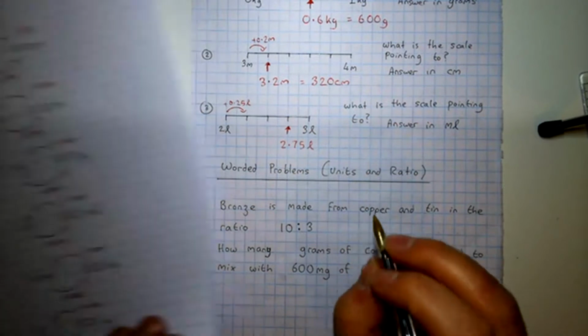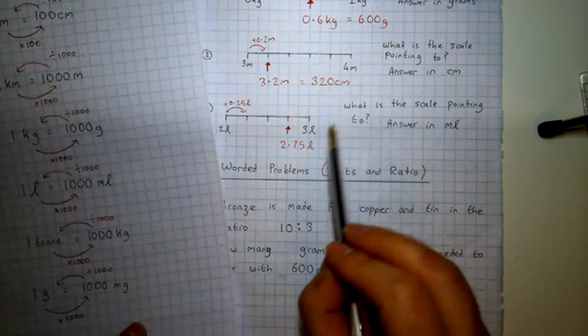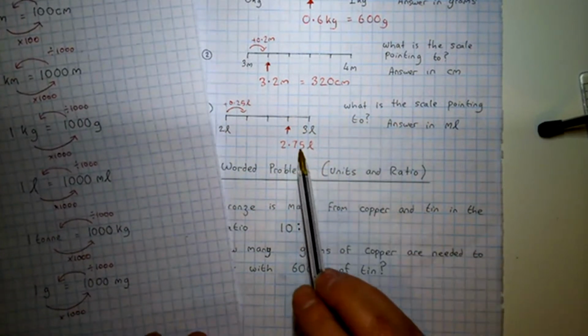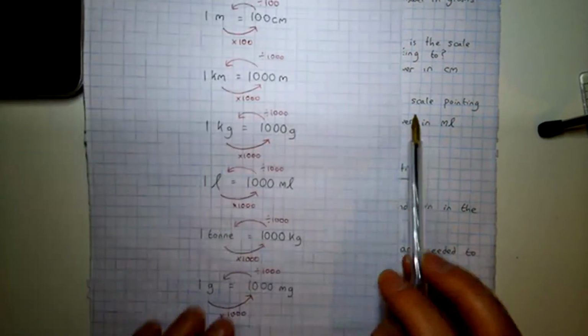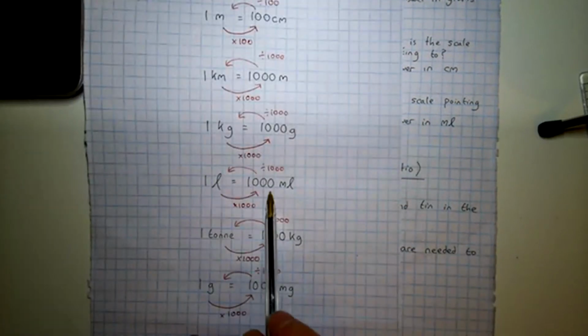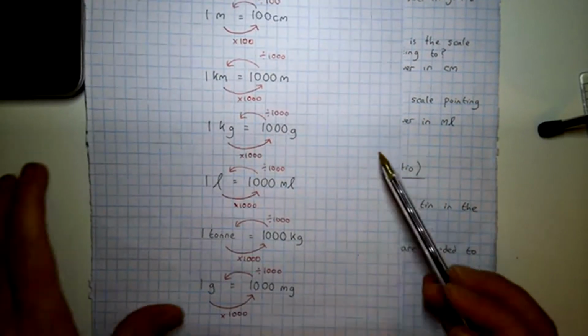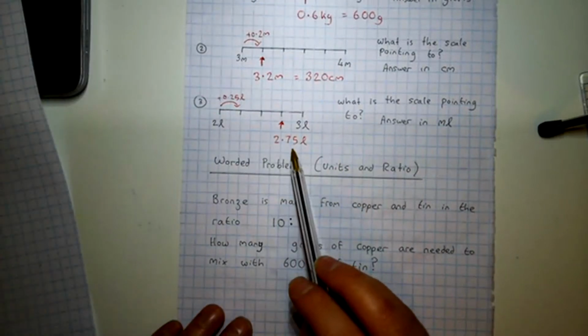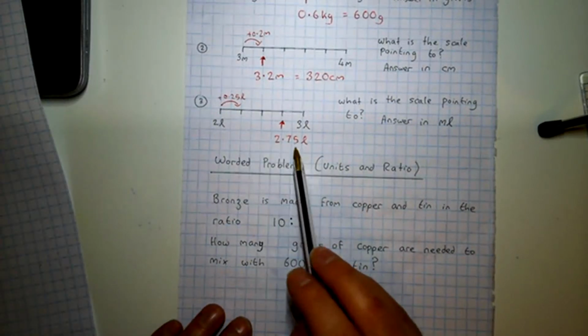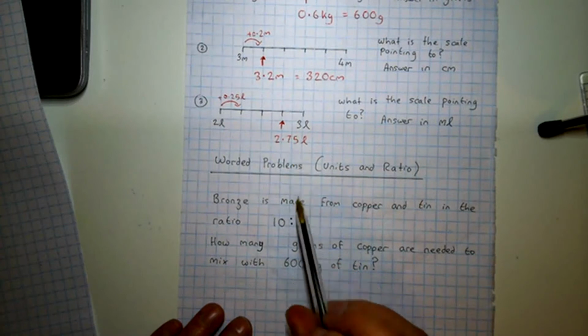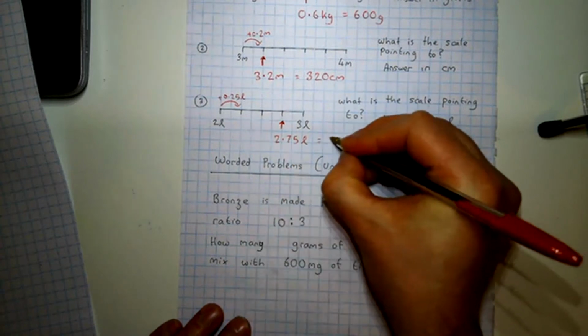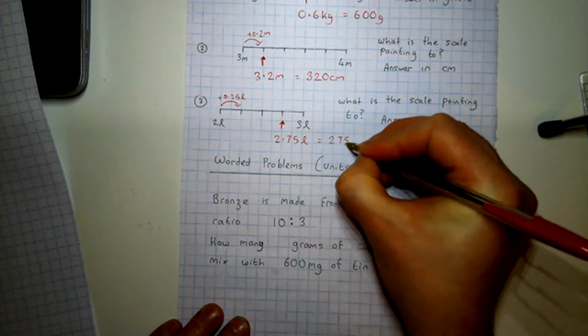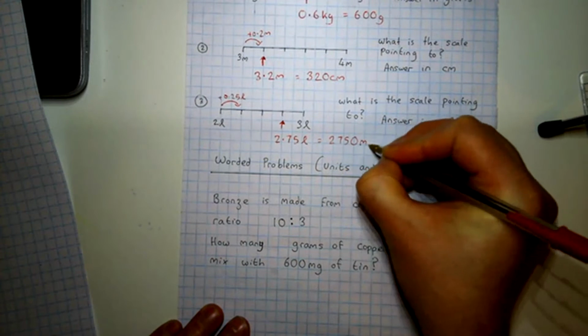So then 2.75 liters, if we convert that into milliliters, we have got to multiply by 1,000. So multiplied by 10 will get us 27.5. By 100 will get us 275. By 1,000, 2,750 milliliters.